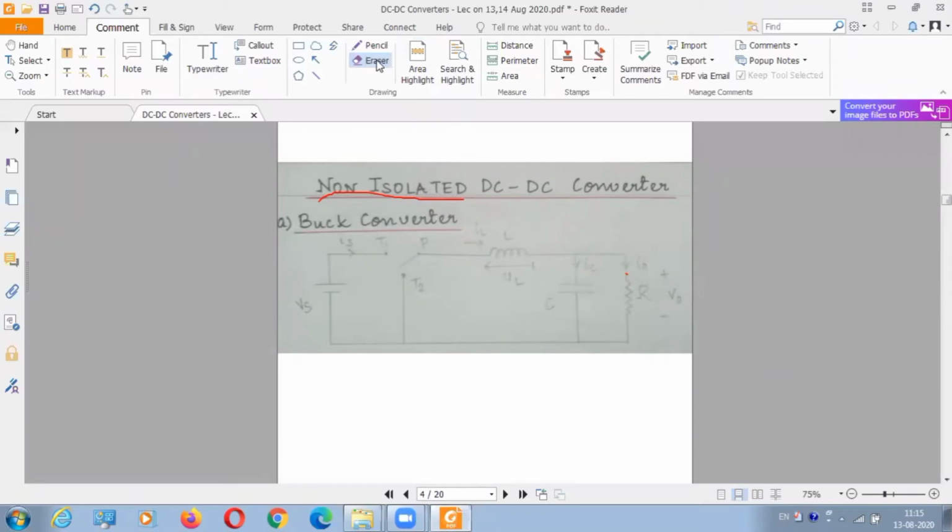Then we can go for this. This is the first circuit of non-isolated DC to DC converter. I will take only the first circuit today, the buck converter circuit. Tomorrow we'll discuss the boost and buck-boost converters. If you understand this one, the next two will be very easy for you.